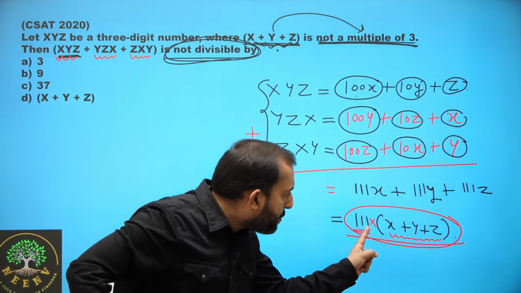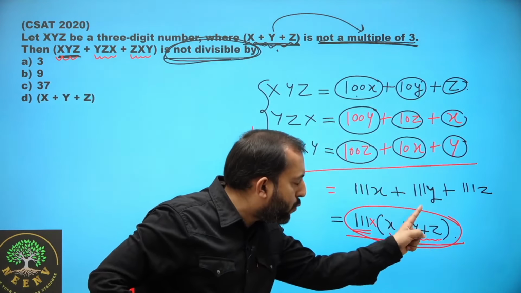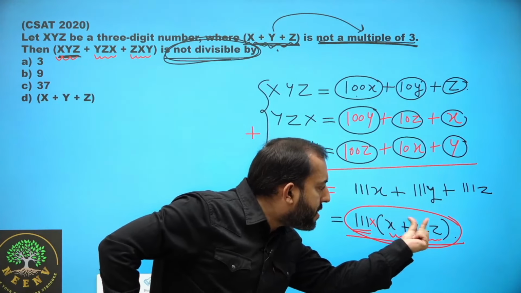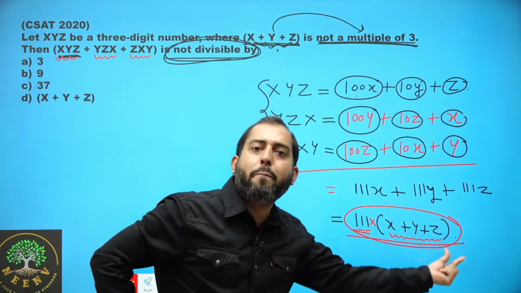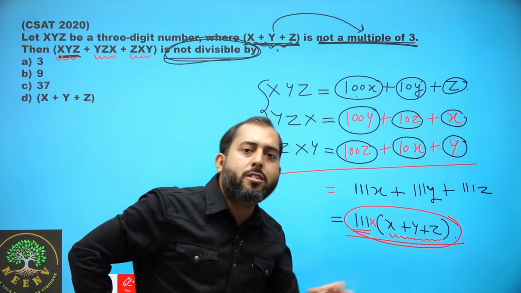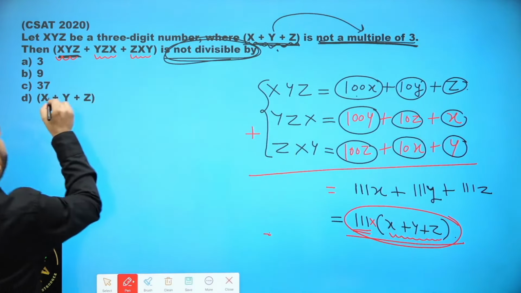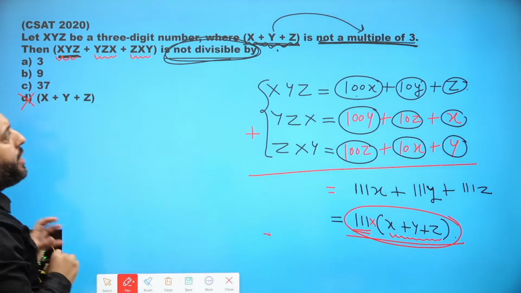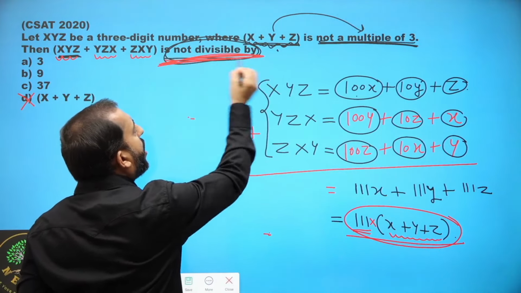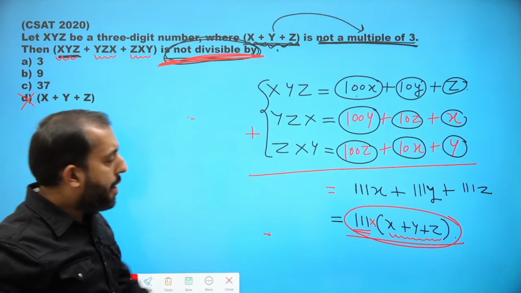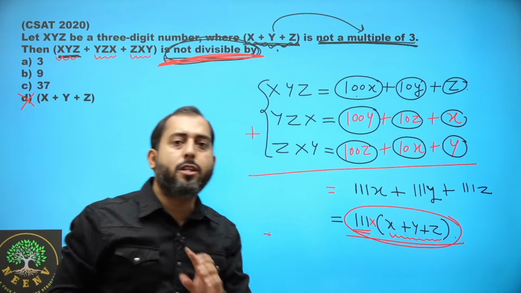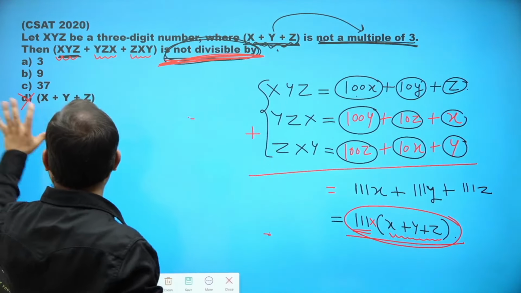Why? Because I can write this expression in one other form also. This expression is nothing but x plus y plus z into something. So this expression is divisible by x plus y plus z for sure. So option D cannot be the right answer. Why? Because we are looking for which is not divisible by. I have proved the sum will be divisible by x plus y plus z for sure. So option D is not the right answer.